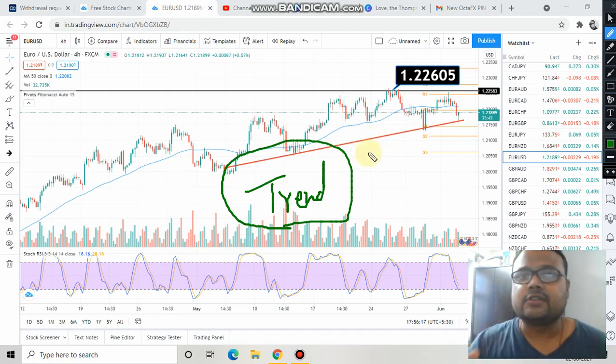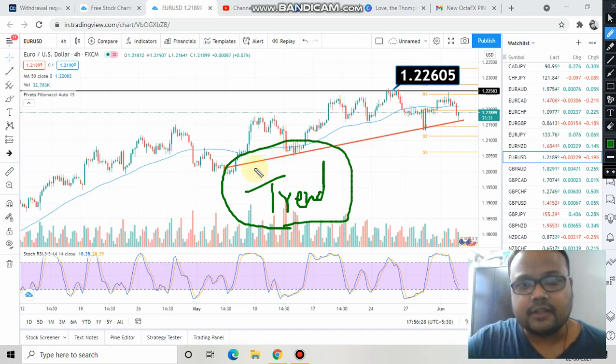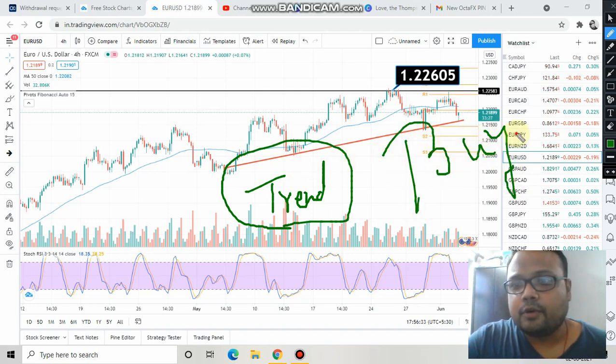If you are an experienced trader, then you can afford to take trades against the trend. But if you are a beginner, never go against the trend. So the market is in an uptrend, so the first and foremost duty is to follow the trend. So we will only look for buying opportunities.